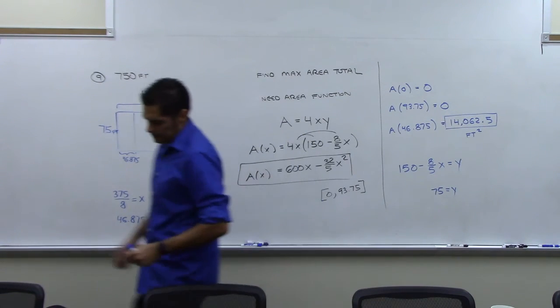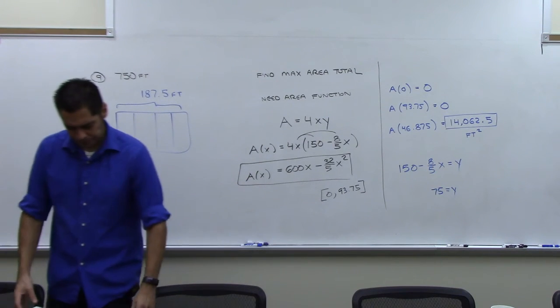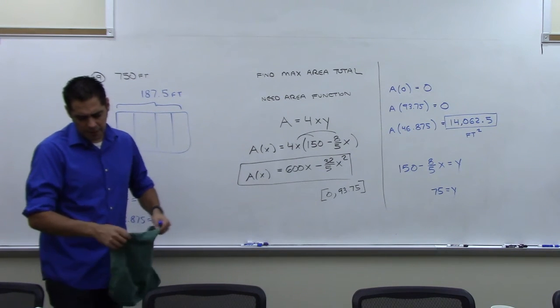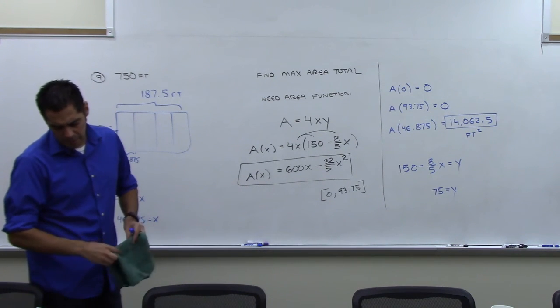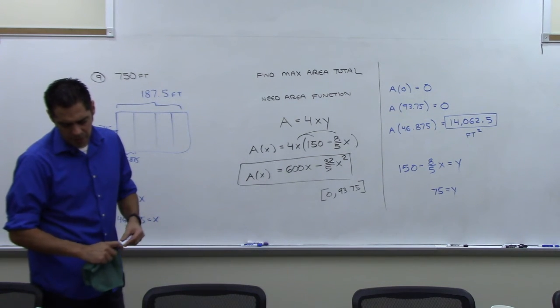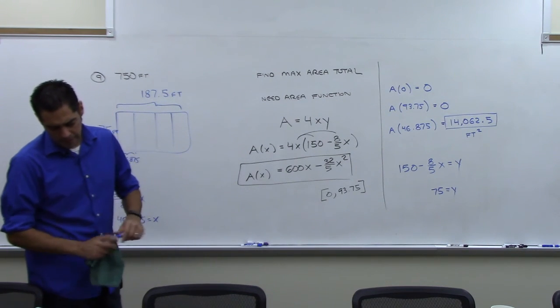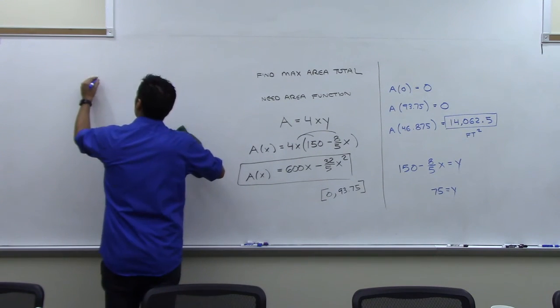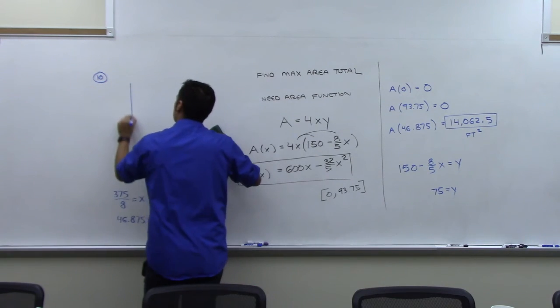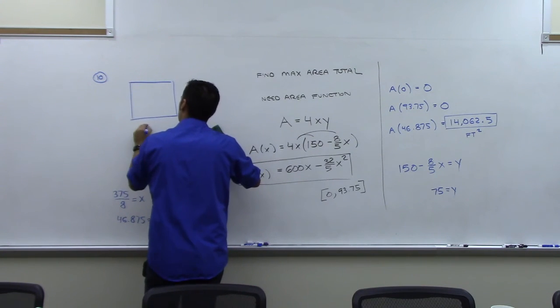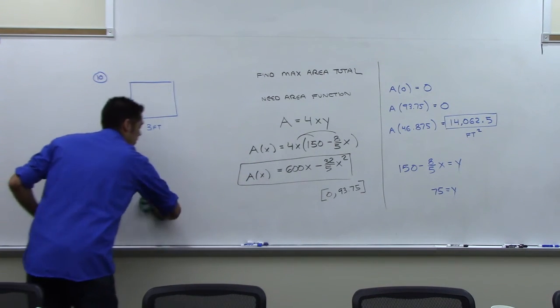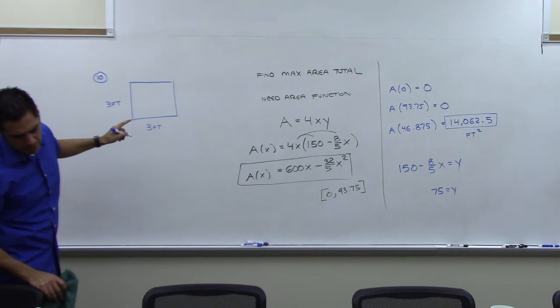All right, let's look at number 10. Consider the following problem. A box with an open top is to be constructed from a square piece of cardboard, 3 feet wide. So we have a box that's going to be constructed from a square piece of cardboard that's 3 feet wide, which means it's 3 feet tall because it's square. Okay, so a box is going to be constructed from this. The box is going to have an open top.